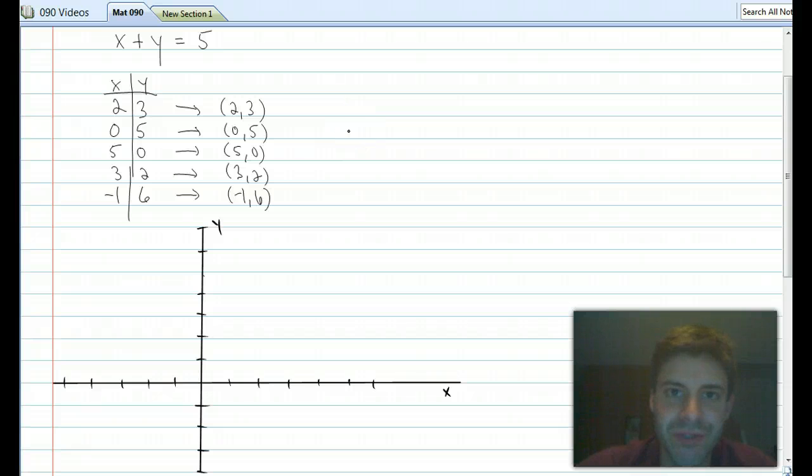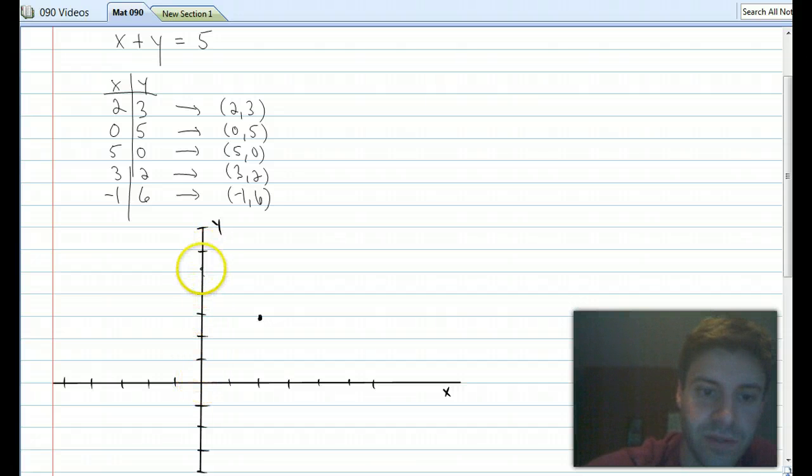What we're going to do now is plot each one of these points, or ordered pairs, that we came up with that satisfy this equation, x plus y equals 5. So let's start with (2, 3). To plot (2, 3), you go to the right 2 units from the origin and up 3 units. To graph (0, 5), you don't go left and right at all, but you go up 5 units. For (5, 0), you go to the right 5 units, and you go up 0 units, which just keeps you right there on the x-axis.